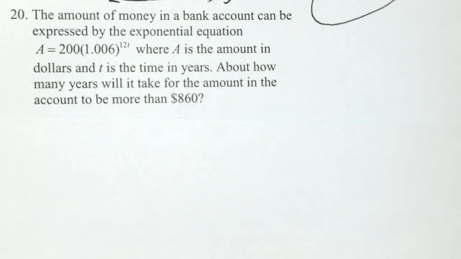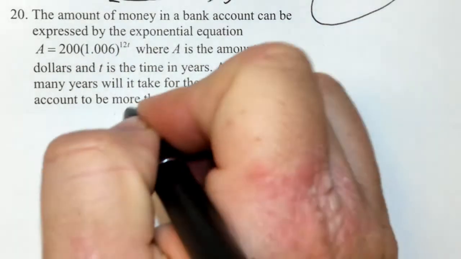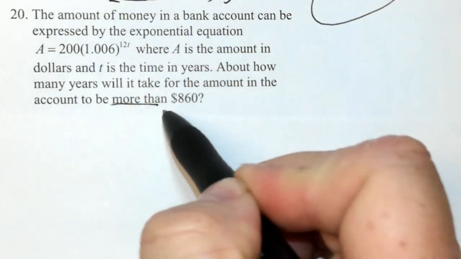The amount of money in a bank account can be expressed by the following exponential equation, where A is the amount of dollars and T is the time in terms of years. How many years will it take for this amount to be more than 860? So this amount has to be greater than 860.